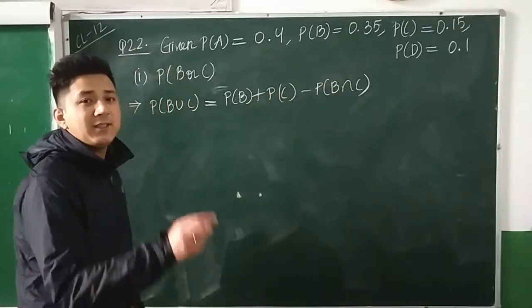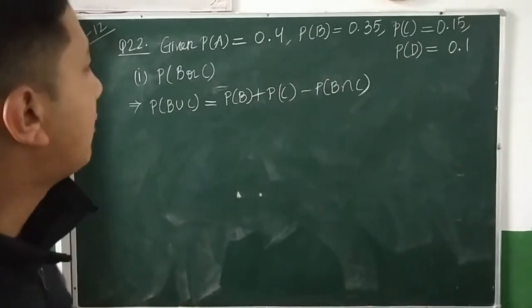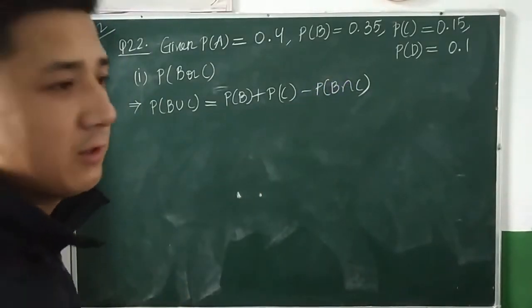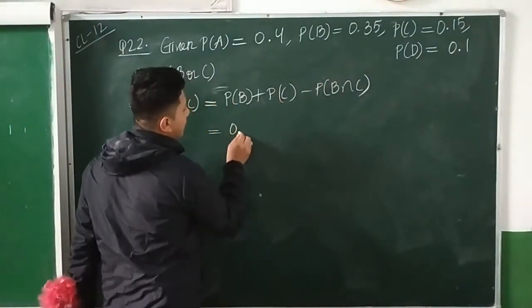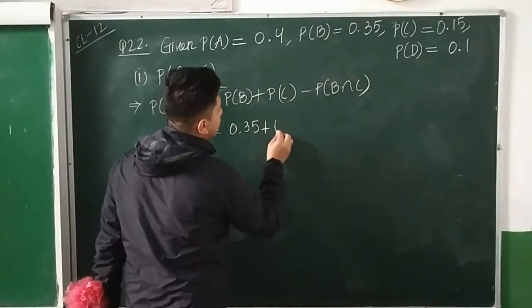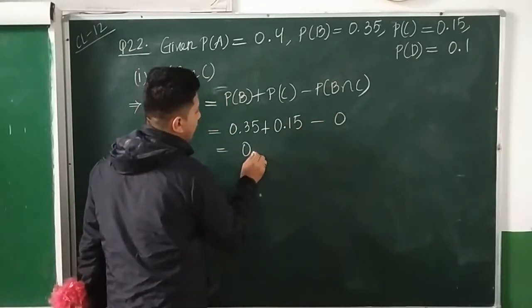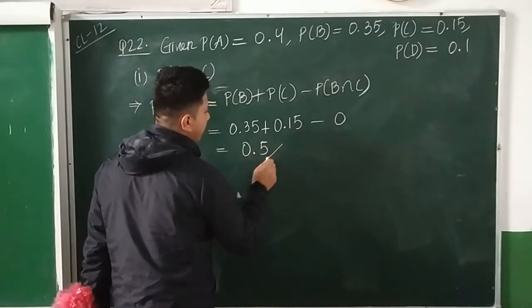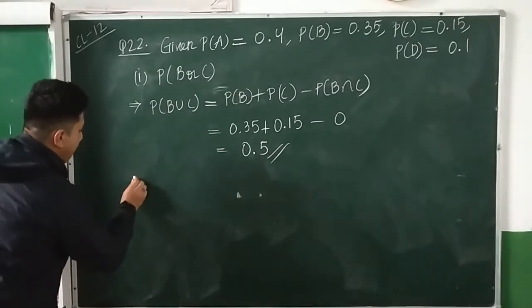And since A, B, C, D are mutually exclusive, B intersection C will be 0 directly. And from here, what is the value for P of B? So 0.35 plus 0.15 minus 0, this will be 0.50, which is 0.5. So this is your first answer. We move to the next one.